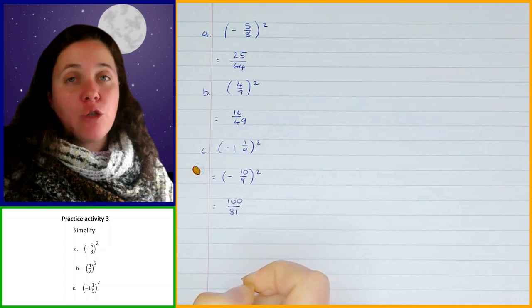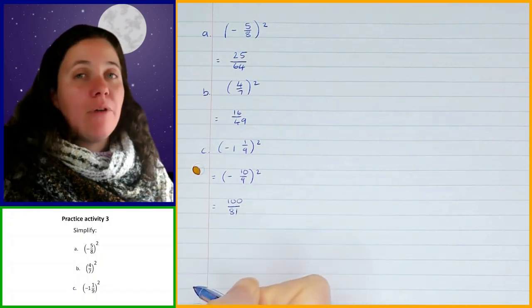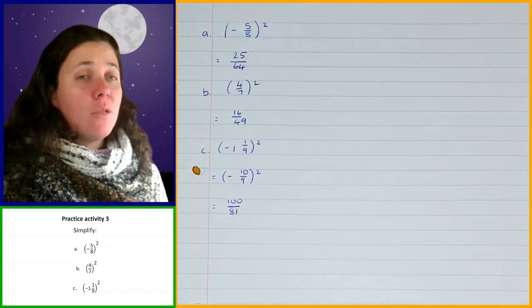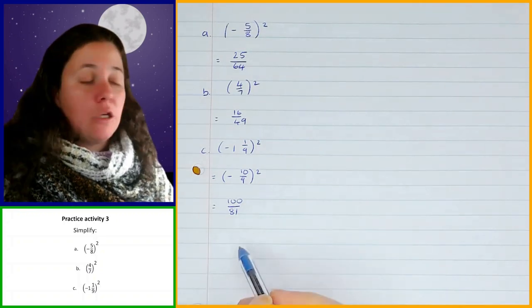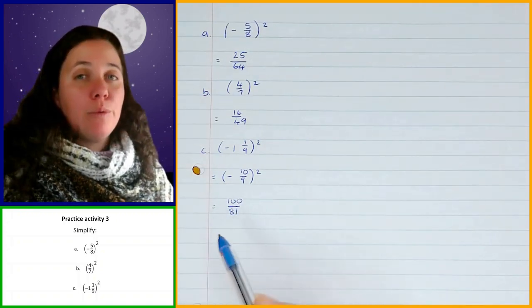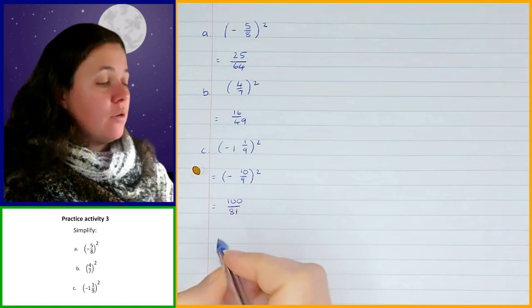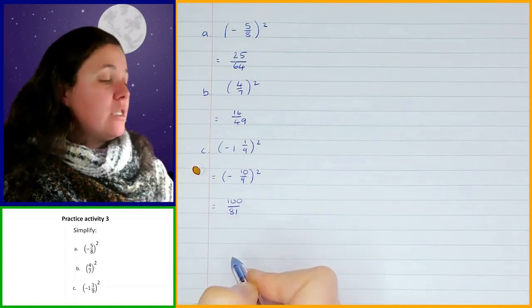Now you can change it back to a mixed number if you want to, but you don't have to. You can leave it as an improper fraction, so long as it is as simple as it can go. So if we can simplify it, we would simplify it, but in this case you can't. Okay, so question C is now done.